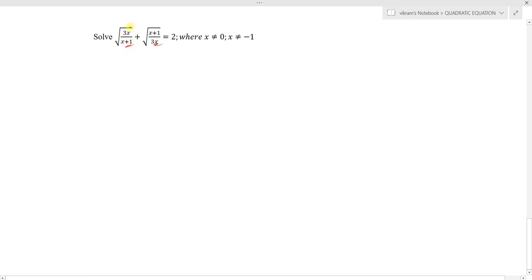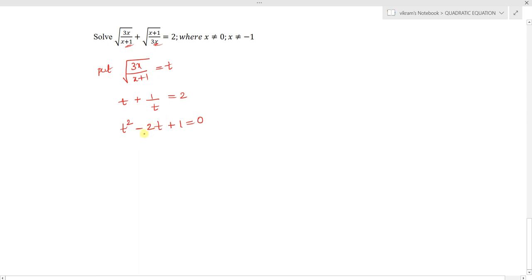What is the most suitable substitution to convert? We have 3x by x plus 1 in the first term and x plus 1 by 3x in the second term, which means these two are reciprocals. So let square root of 3x by x plus 1 equal t. Then we can write t plus 1 by t equals 2. Then we get t square minus 2t plus 1 equals 0.